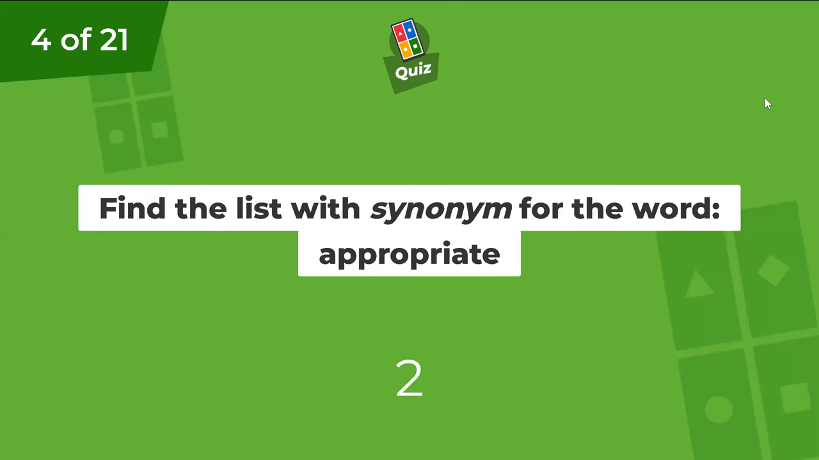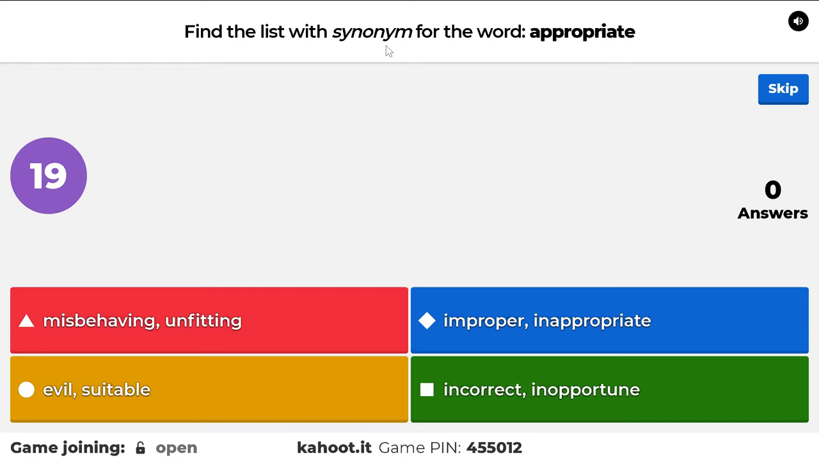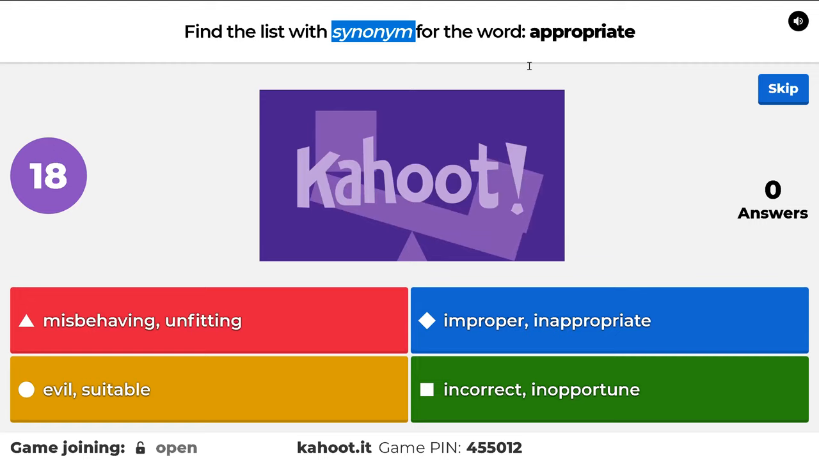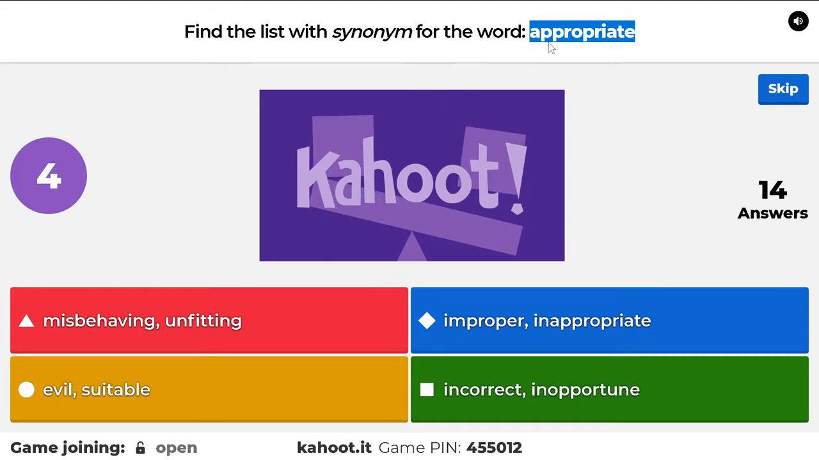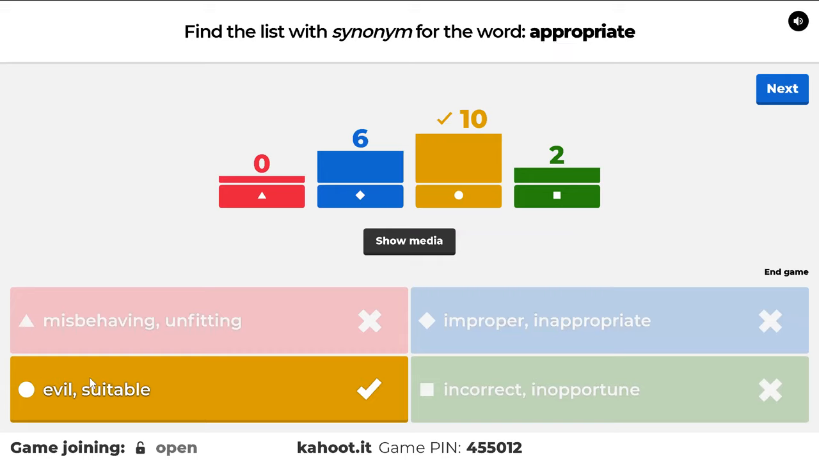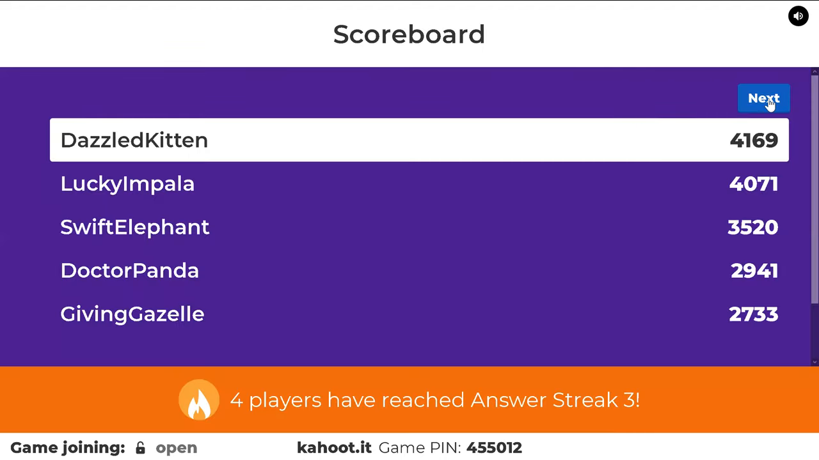Find the list with the synonym for the word appropriate. So one list has one word that has a synonym or similar meaning for appropriate. Yeah, so suitable is a similar meaning to appropriate. Okay, so Dazzled Kitten on top, Lucky Impala second, Swift Elephant coming up next.